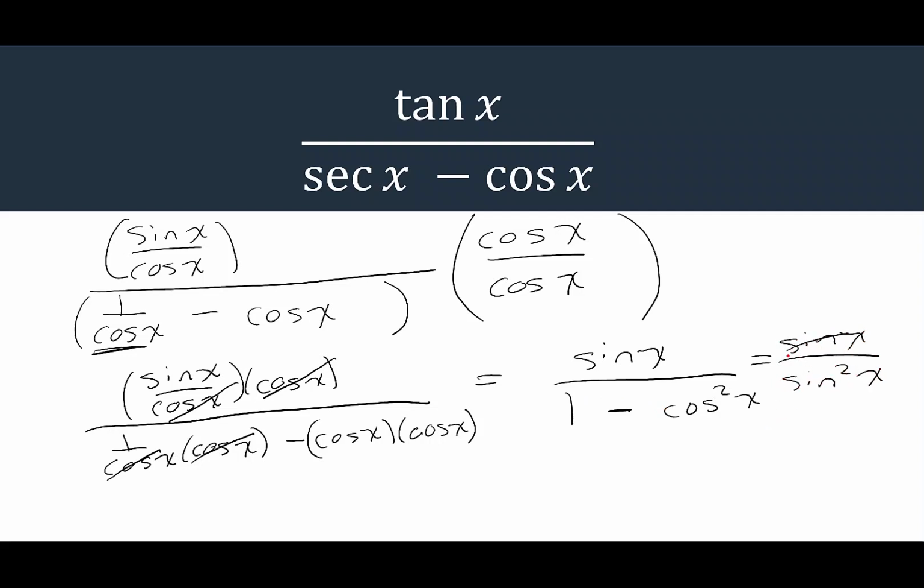We can cancel one of the sines in the numerator with one of the sines in the denominator, leaving us with 1 over sine x. 1 over sine x becomes cosecant x. So that shows you there's more than one way to get to your answer. Which one you do really just depends on what you see as you're doing the steps in the problem.